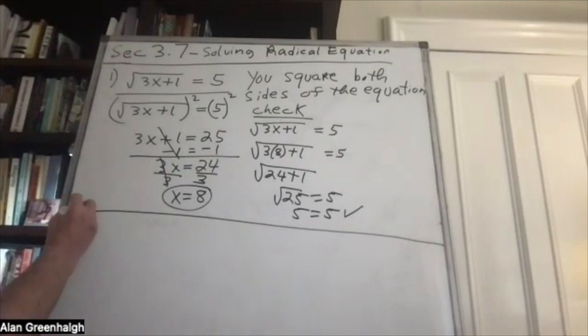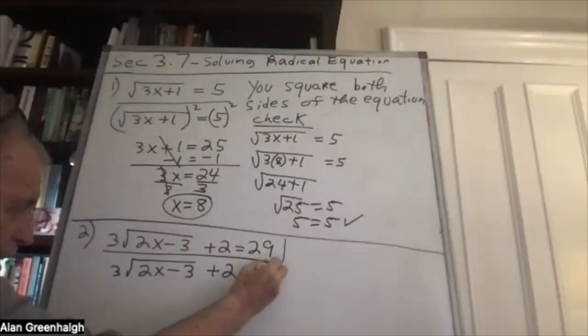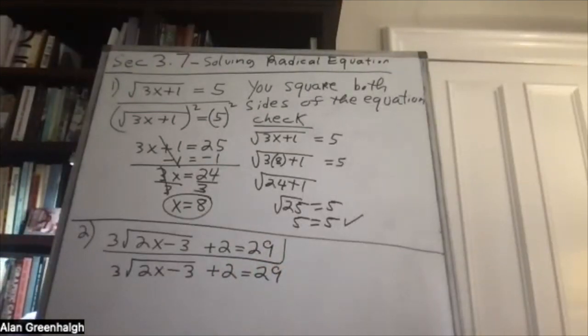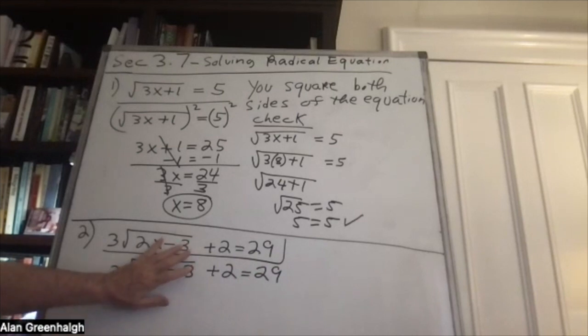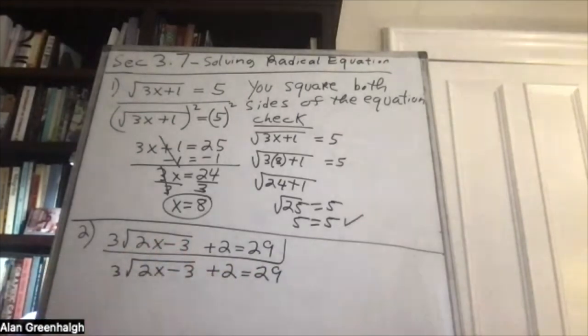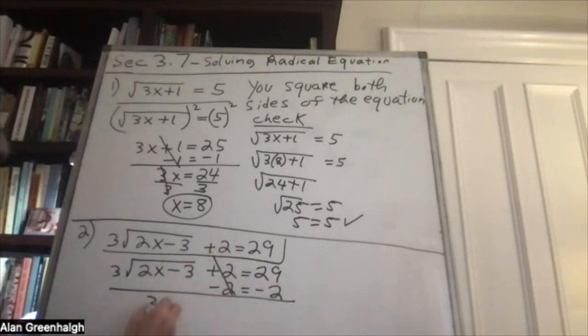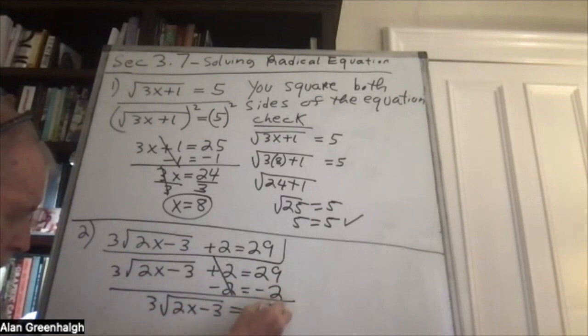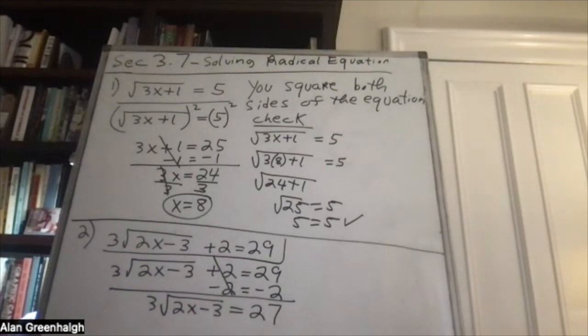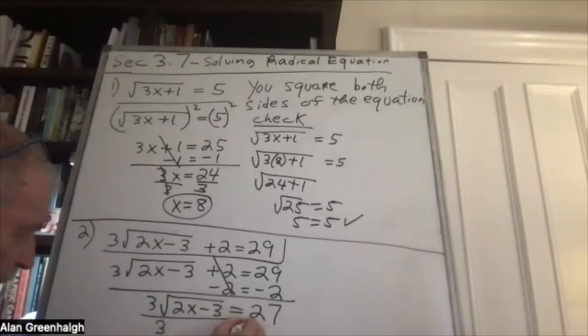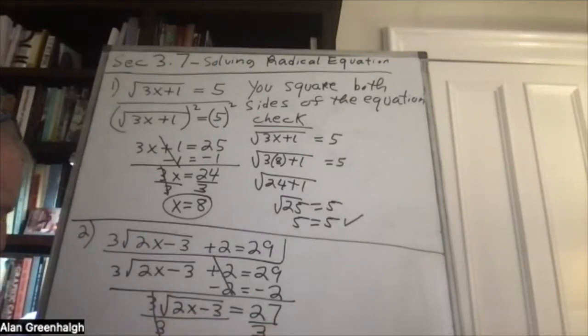And here's another one I'd like you to try. I'm rewriting the equation. Now I pretend that this is like 3x plus 2 equals 29. And the first thing I do is subtract 2, and I get this. And then, again, if this were an x, the next step would be to divide by 3. And you get the square root of 2x minus 3.